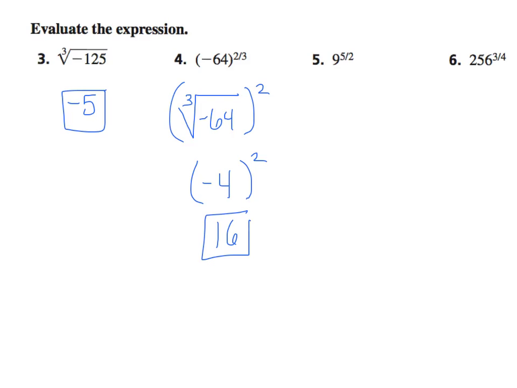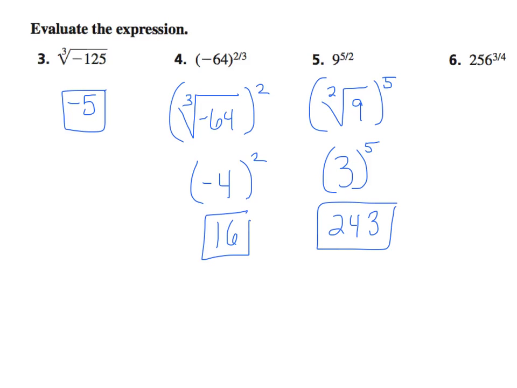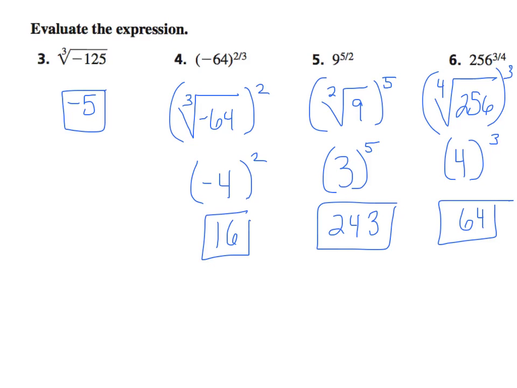9 to the 5/2 power would be the square root of 9, all to the 5th power. Well, the square root of 9 is 3, to the 5th power. 3 to the 5th power is 243. And the last one, the 4th root of 256, all to the 3rd power. The 4th root of 256 is what? It's 4. To the 3rd power gives you 64.